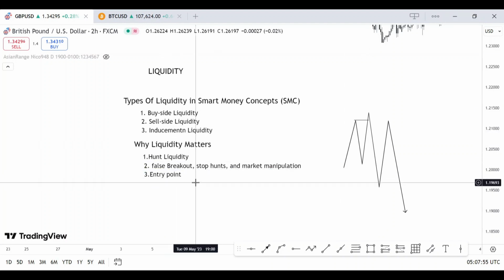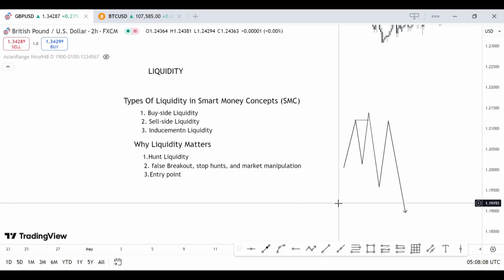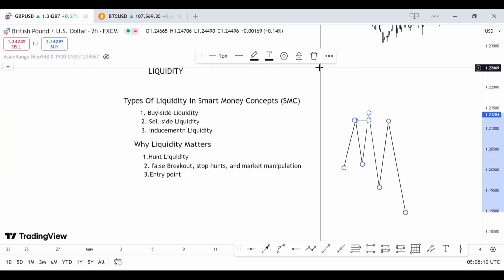Number 3, entry points. Liquidity zones are often used as entry points after a manipulation move, like a liquidity grab followed by a break of structure or a change of character. So that's why liquidity matters.